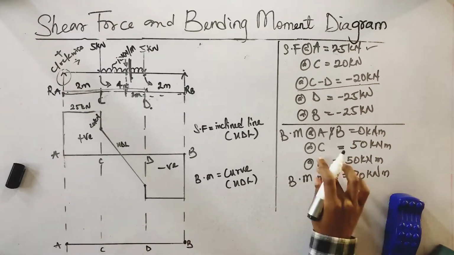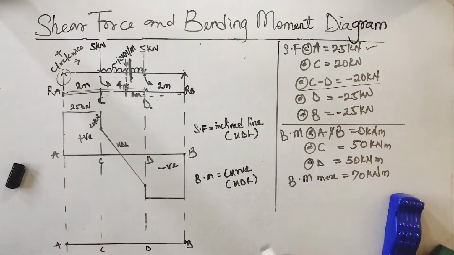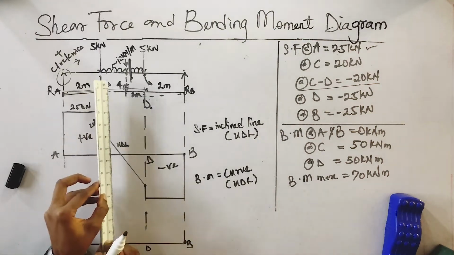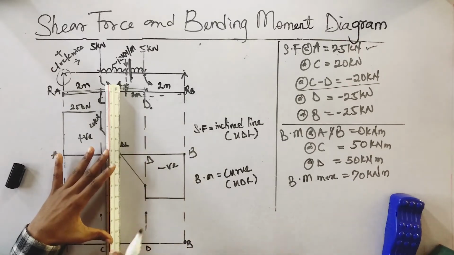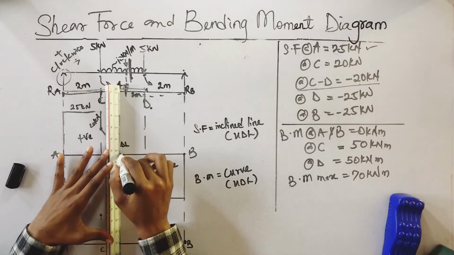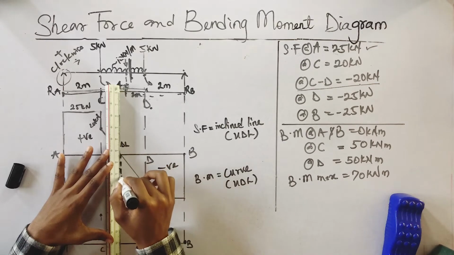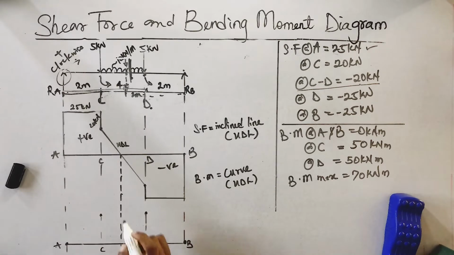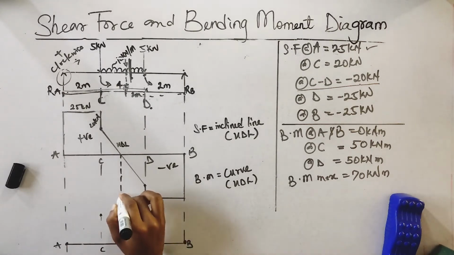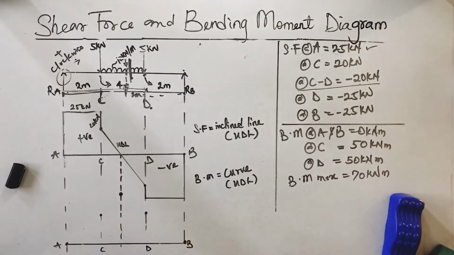Now at this point where we're going to mark our A and B to be 0 kilonewton, our C and D to be 50 and 50. Of course, they're going to be like at the same mark. Then we're going to mark our maximum bending moment, which is at this point. At this point, shear force is equal to 0. So we just trace it down. And then we know our maximum bending moment lies around this line. So we have a 70 kilonewton meter.